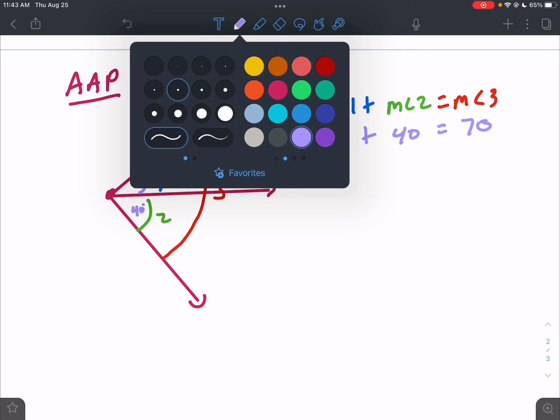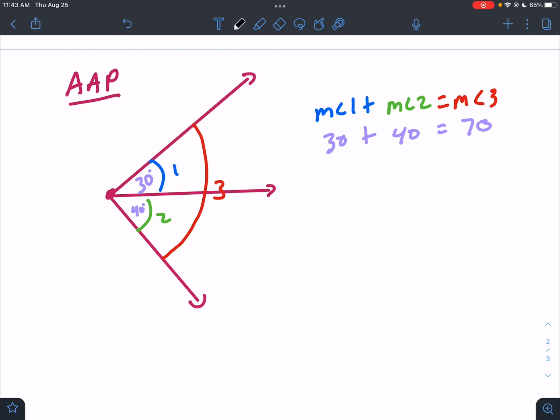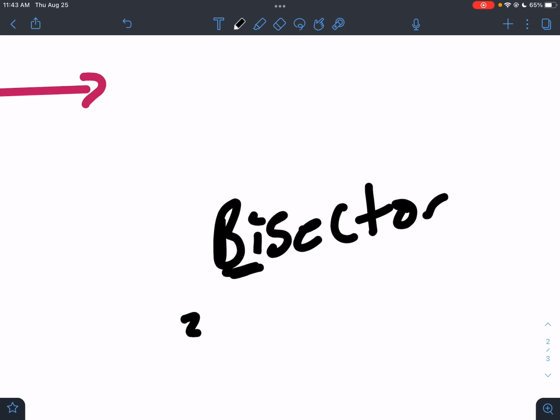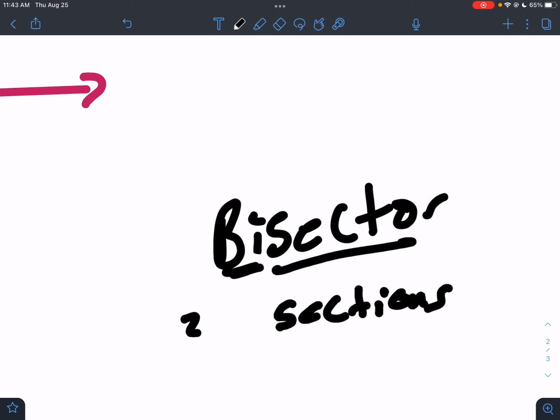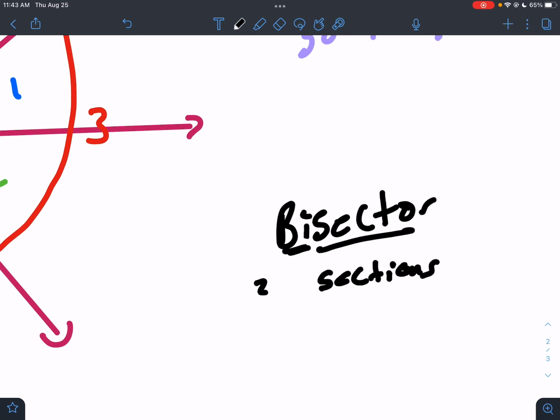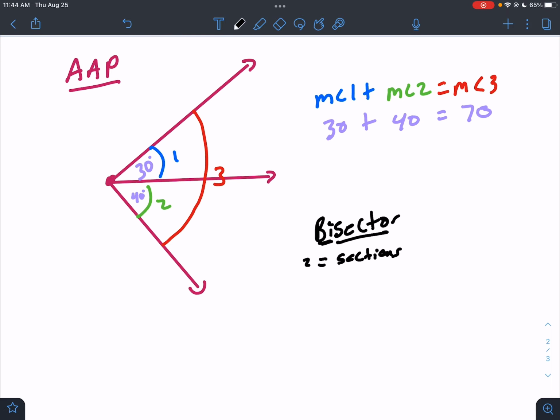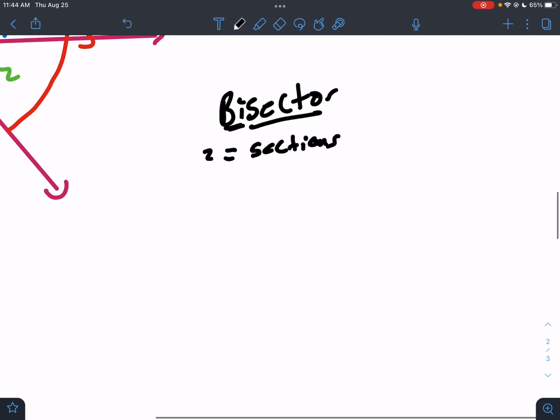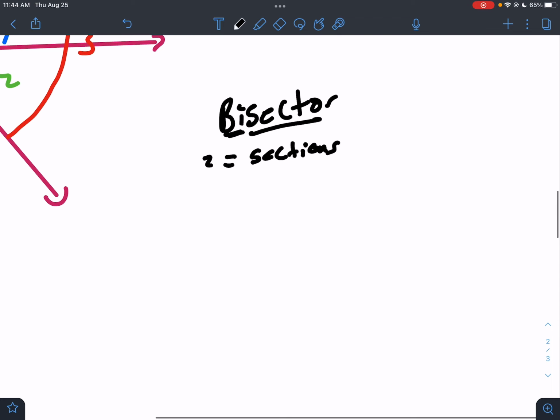Another word that we need to be familiar with is the word bisector. Bi meaning two, sector meaning sections. Two sections, and as a matter of fact, they are two equal sections. So a bisector is two equal sections. So let's say that we have an angle here.